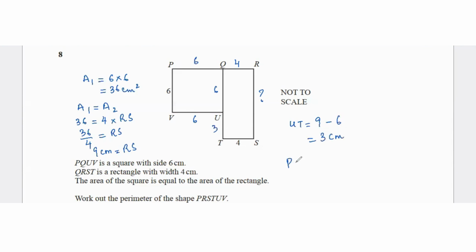And our perimeter is going to be 9 plus 4 plus 3 plus 6 plus 6, another 6, and 4. So if we add it up, this is 10, this is 12, this is 16. So 16 plus 12 is 28. 28 plus 10 is 38 centimeters. That is your perimeter.